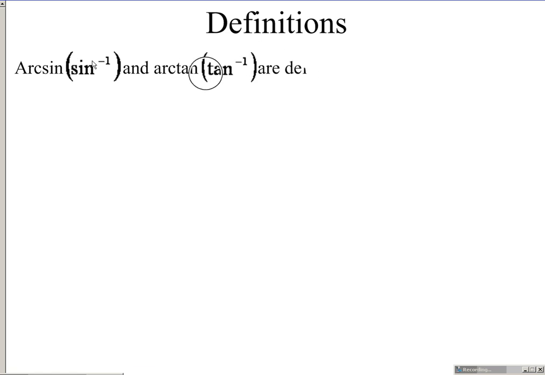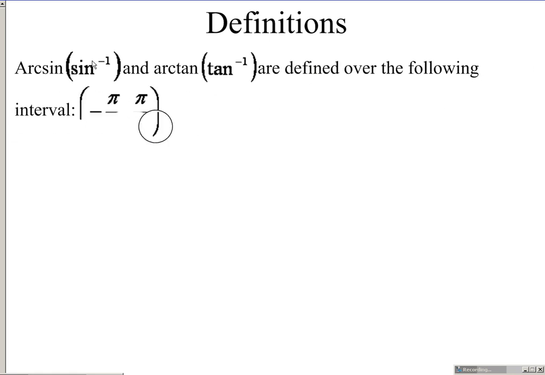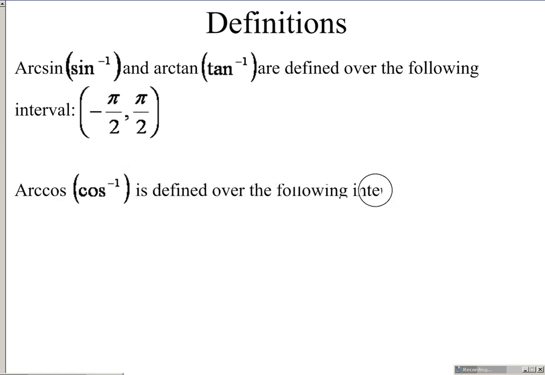Arcsine or inverse sine and arctangent or inverse tangent are defined only over the intervals from negative pi over 2 to positive pi over 2. Arc cosine or inverse cosine is defined over the interval from 0 to pi only.